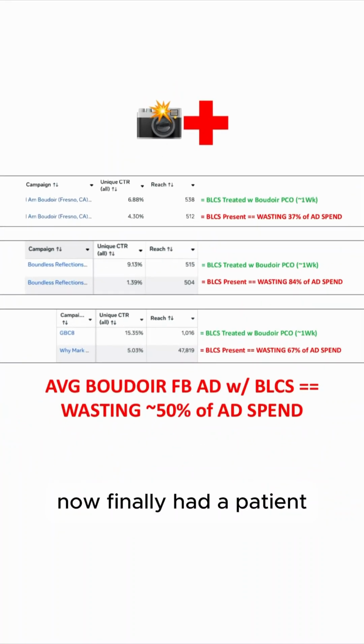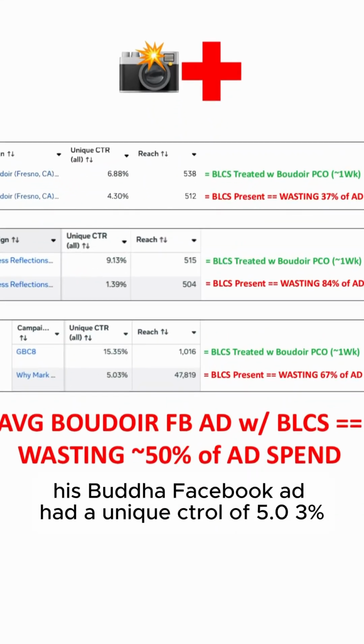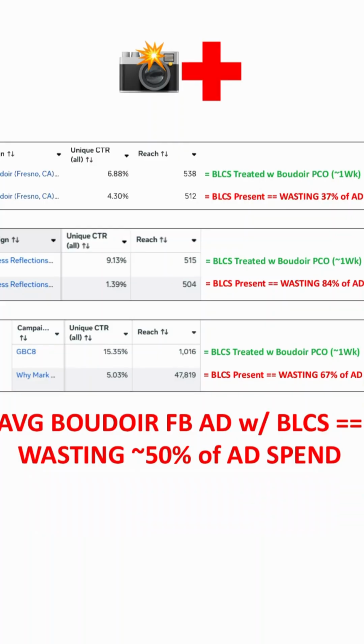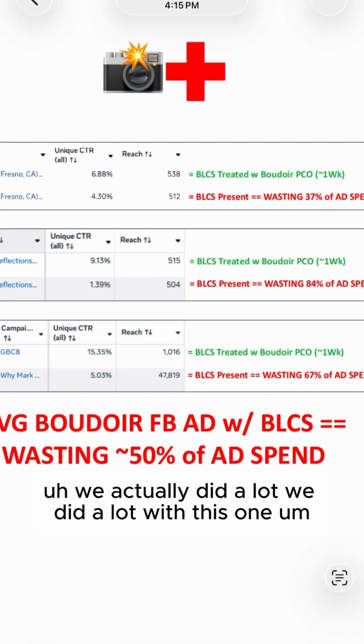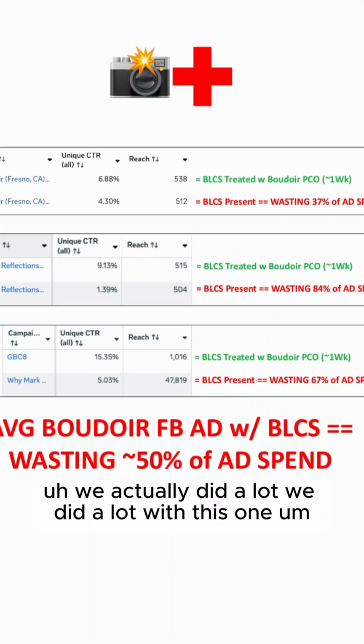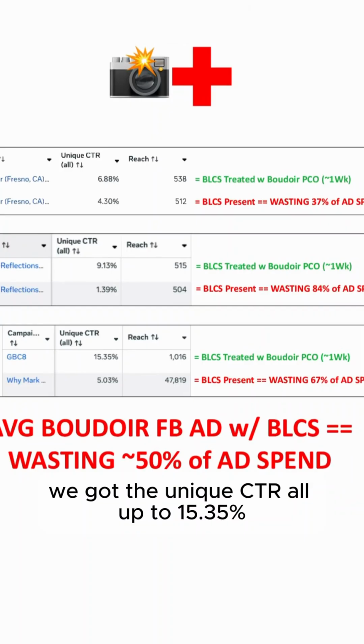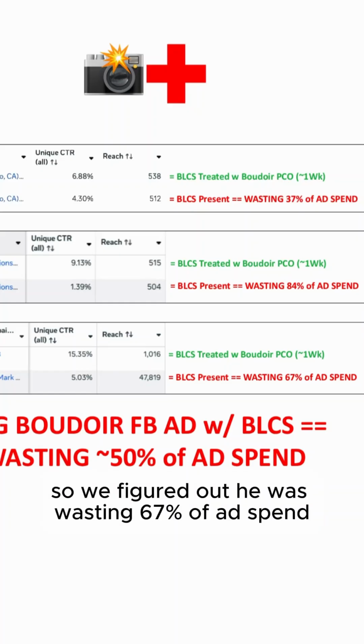Now, finally, had a patient whose Boudoir Facebook ad had a unique CTR of 5.03%. So again, BLCS is present. Unique CTR is under 6%. We actually did a lot with this one, but we treated it with Boudoir PICO. It took about a week, and we got the unique CTR up to 15.35%. So we figured out he was wasting 67% of ad spend.